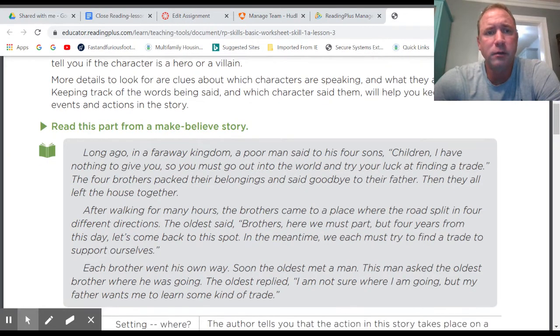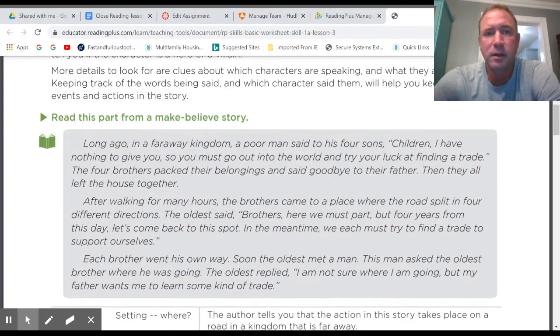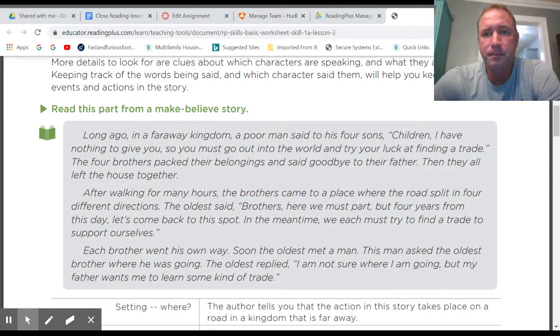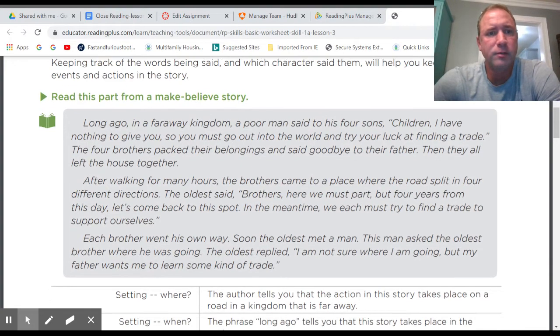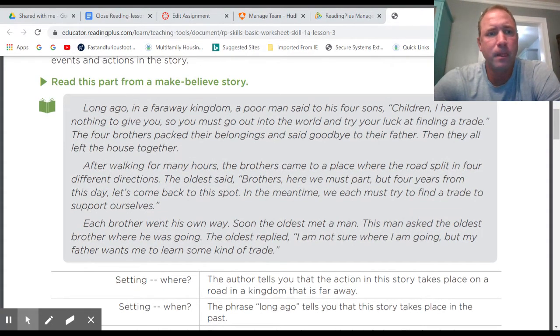More details to look for are clues about which characters are speaking and what they are saying. Keeping track of the words being said, and which character said them, will help you keep track of events and actions in the story. Read this part from a make-believe story.